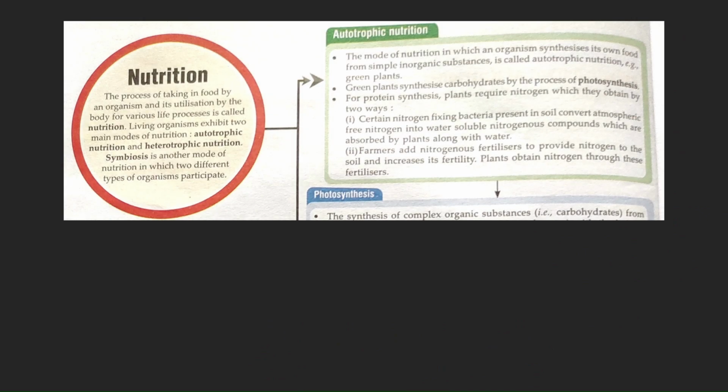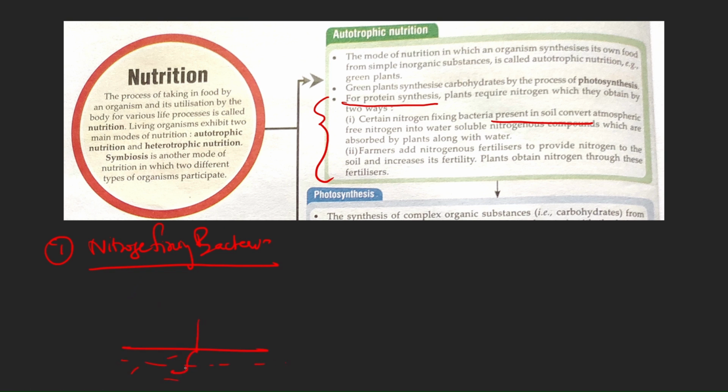Next, coming back to the concept map. In the concept map, they have explained two extra points here, which we will see. For protein synthesis, plants require nitrogen, which they obtain in two ways. The first way is certain nitrogen fixing bacteria present in the soil, which will convert the atmospheric free nitrogen into water soluble nitrogenous compounds which are absorbed by the plants along with water. So through the water this free nitrogen gets dissolved, and this is utilized by the plants for their growth. This is the natural process.